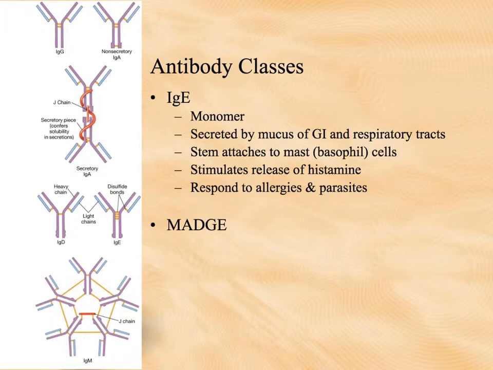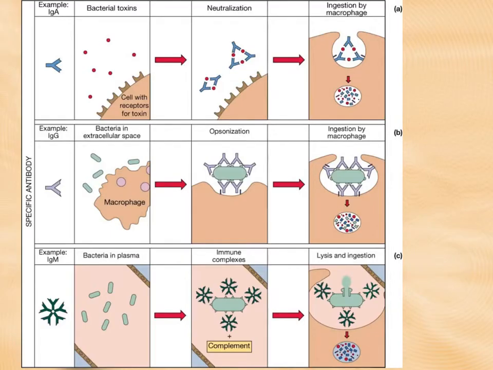And to remember the different classes of antibodies, just remember this word here, MAGE. You have IgMs, IgAs, IgDs, IgGs, and IgEs. So here are some examples of how these antibodies can work.